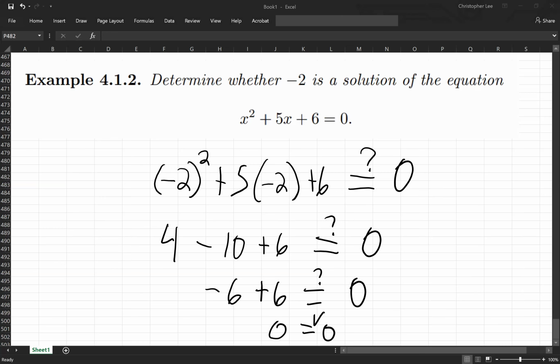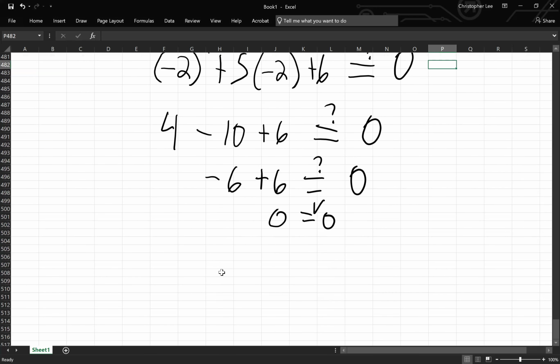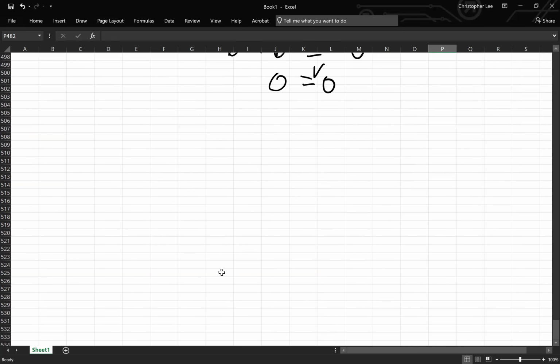Yeah, that's how I be cheating on my classes. I just plug it in and just verify. You know? So how would you do it, like, let's say with a problem like that? Just plug it in. Just plug it in.